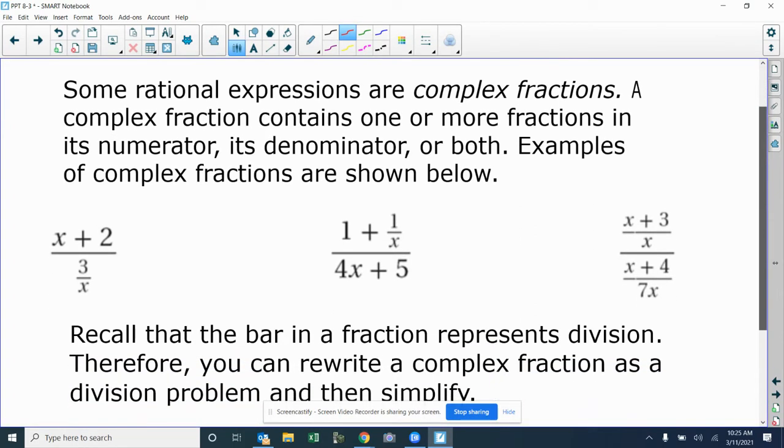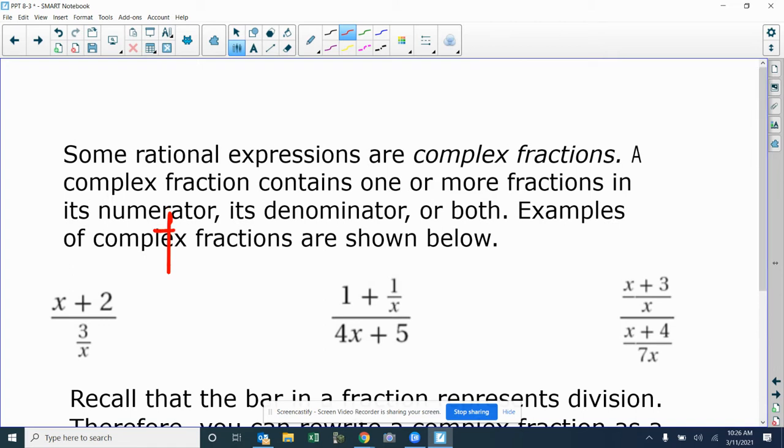All right, some rational expressions are complex fractions. So you can see this, okay, which you have seen a complex fraction before. We basically are going to look to invert and multiply it here. So for example, if you had 1/2, it's always great when that happens.